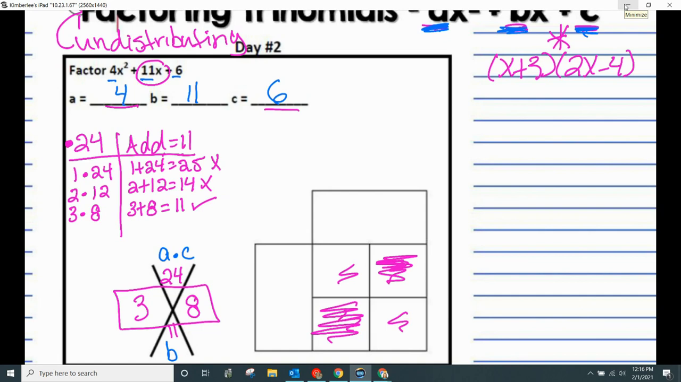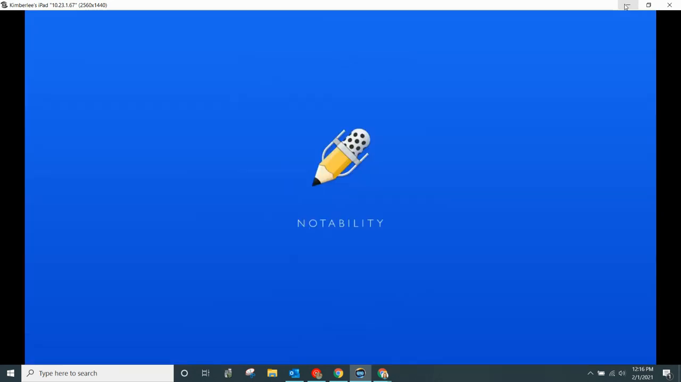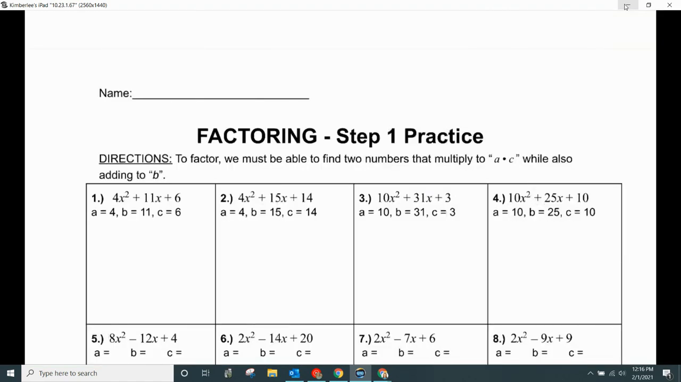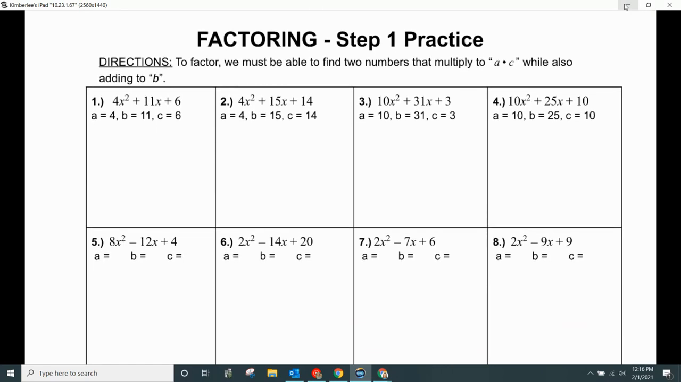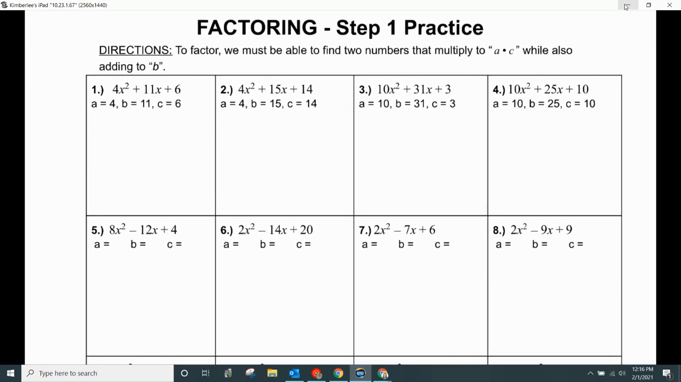So on Canvas, let me bring the other assignment up for you. It is right here. Step 1, factoring, practice. That's what we're doing here. I want you to practice this today. I'm giving you a lot of different problems. I'm going to go through and show you how to work some of them.